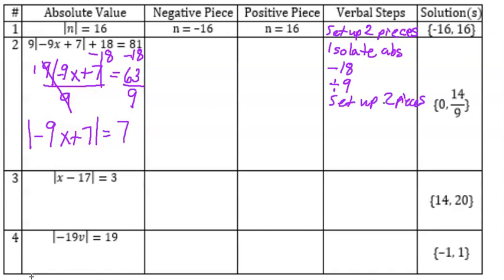Okay, next you want to set up your two pieces, your negative piece and your positive piece. Our negative piece would be negative 9x plus 7 equals negative 7. Our positive piece would be negative 9x plus 7 equals positive 7. We're only changing one side of the equation for our positive piece and our negative piece, not both. If you did both, it would cancel out what you just did. Okay, then you would solve for x on each one individually.